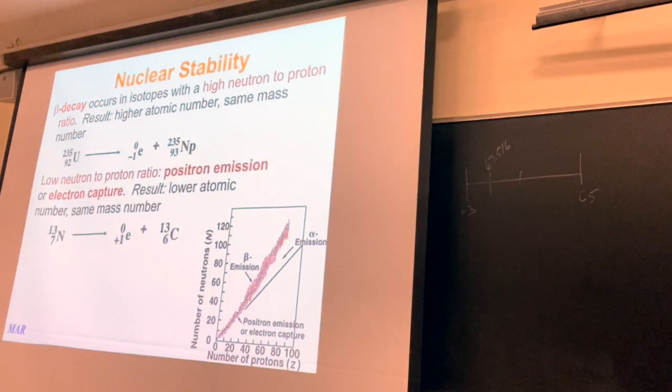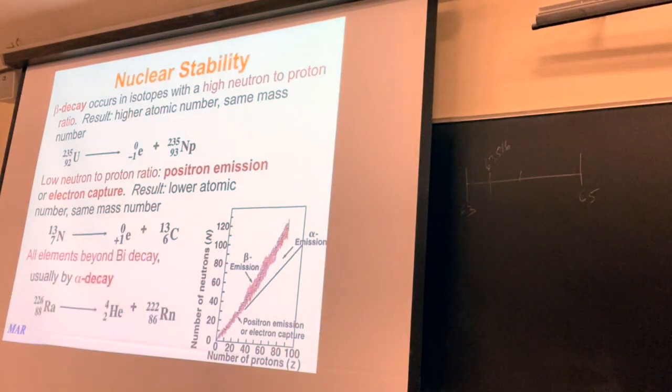You can also have low neutron to proton ratios. Nitrogen is usually nitrogen 14, so a nitrogen 13 is an unstable version. They will usually undergo positron emission, or they'll like to capture electrons, which is the same thing, as you'll figure out. But if you have to make a guess about things past bismuth, more often than not, they will be alpha decay. That's going to be these guys over here, and there's a lot more of them.